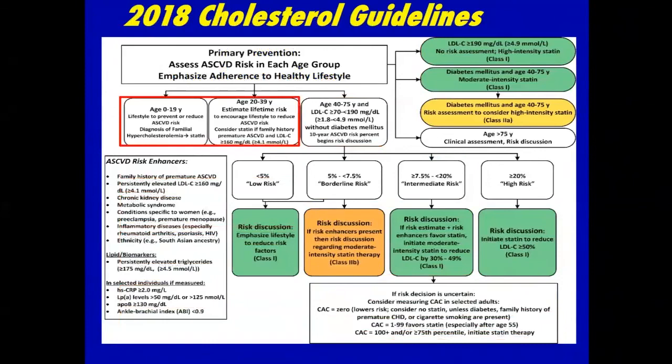Now, I haven't talked about this group, but this group is extremely important as well. These guidelines actually talk about from the age of 0 up to 39 years of age. Again, these are the groups where you want to pick up FH, kids who have family history of cardiovascular disease or a parent with FH. And again, 20 to 39 years, you're going to estimate lifetime risk. We don't do a 10-year risk because these equations, we only do in patients 40 to 75 years of age. But I just want you to remember that that part is also there.